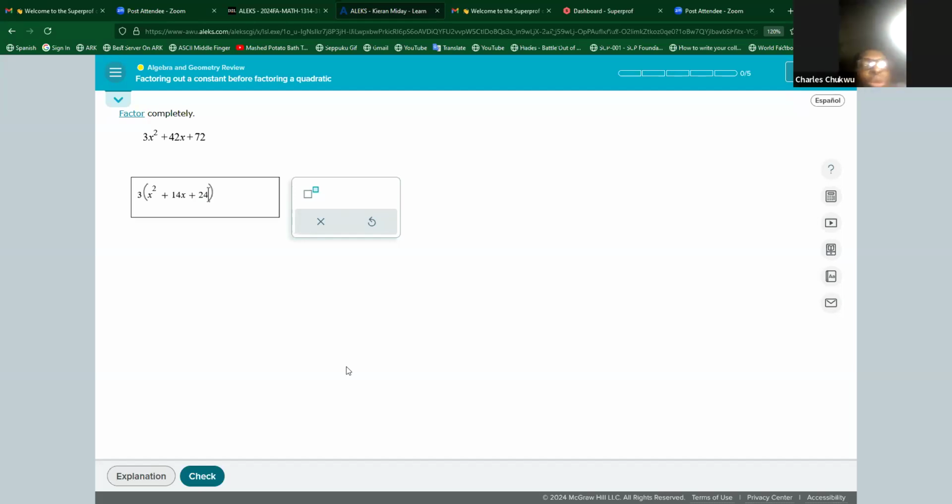Exactly. Now, did you notice in this case that both numbers are positive? Yes, so we're good. Which means they both have to be positive for this one.